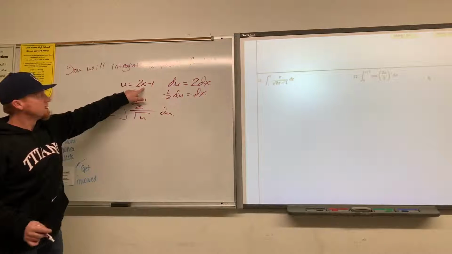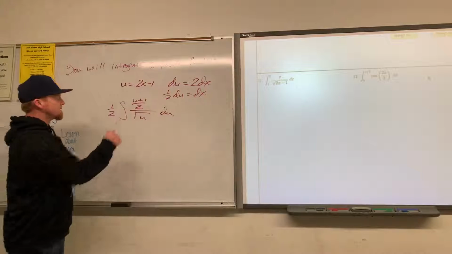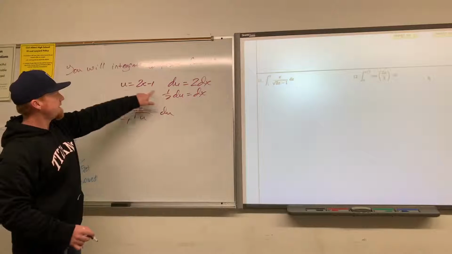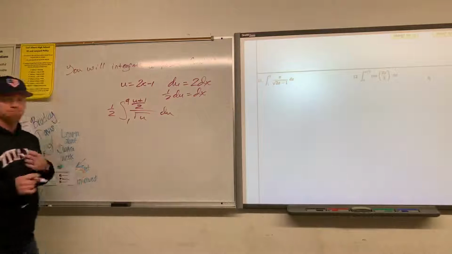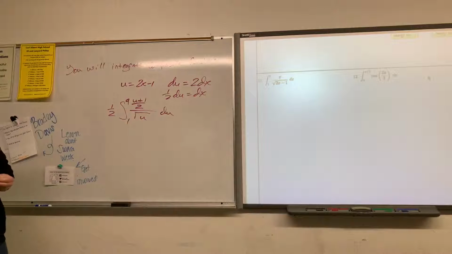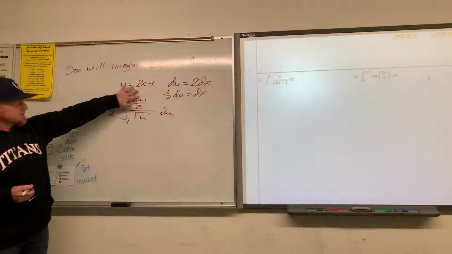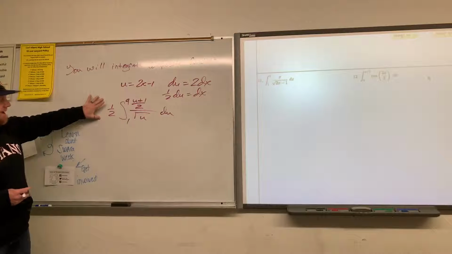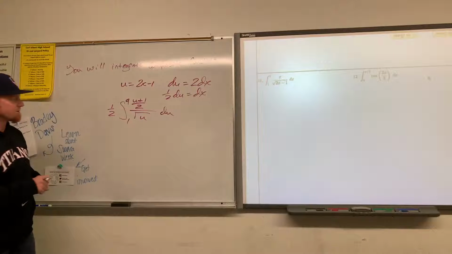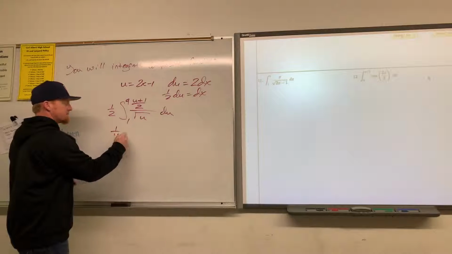My x limits are 1 to 5. I plug in 1. 2 times 1 is 2. 2 minus 1 gives me 1. Plug in 5. 5 times 2 is 10. 10 minus 1 gives me 9. Now I want to clean this up. So this thing over 2 is the same thing as multiplying by 1/2. So I need to factor that 1/2 out with the 1/2 that's already here. So that makes it 1/4.